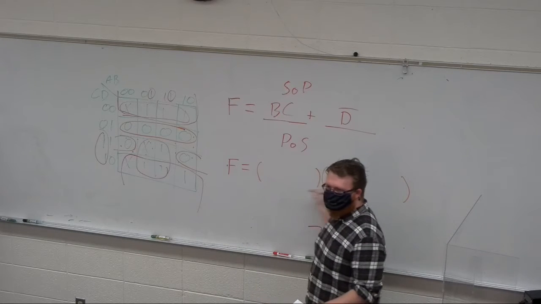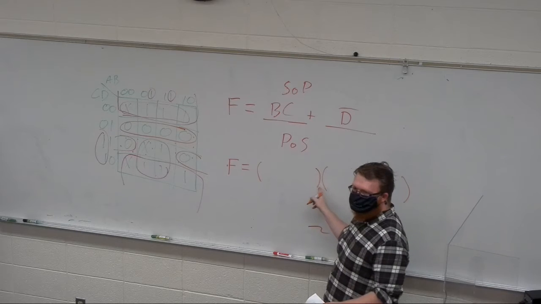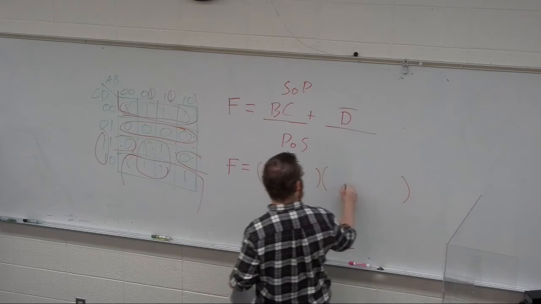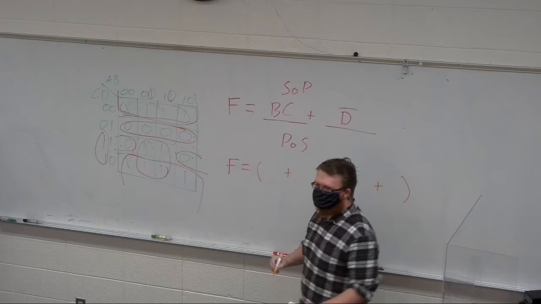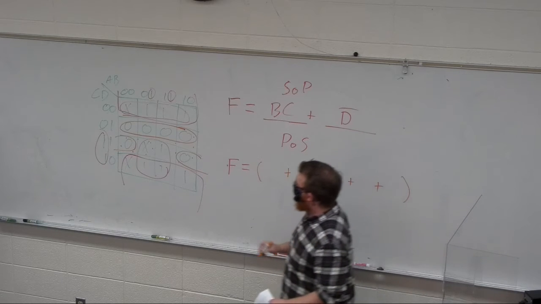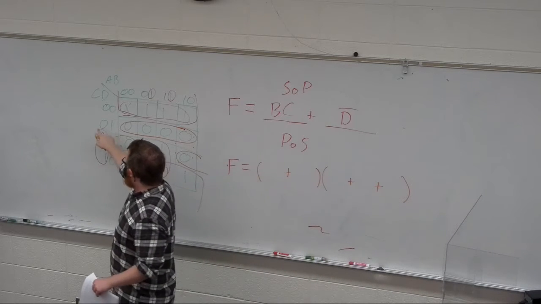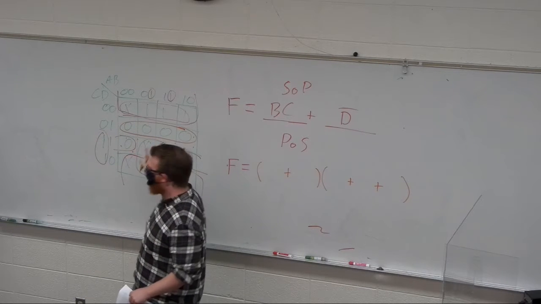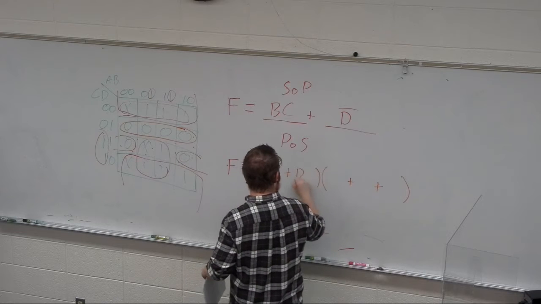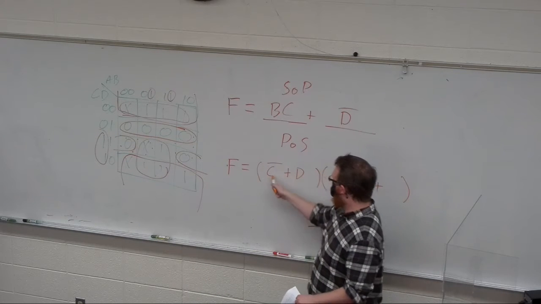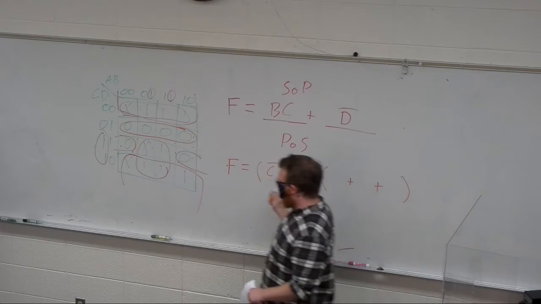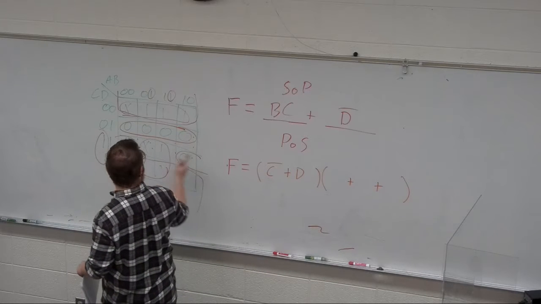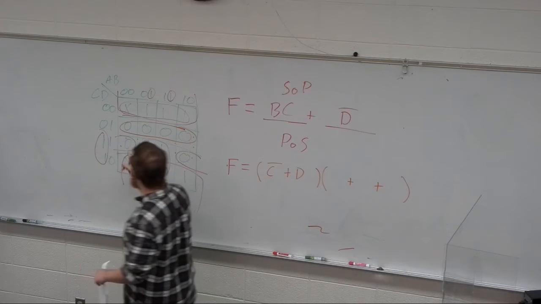But because I have 2 circles, I have 2 terms. But this time, they're ANDed together with each subterm being ORed together, right? So in this one, I have not C or D. Does everyone see that? Not C or D. And we're going to have 3 in this one, right? Because it only has 2.